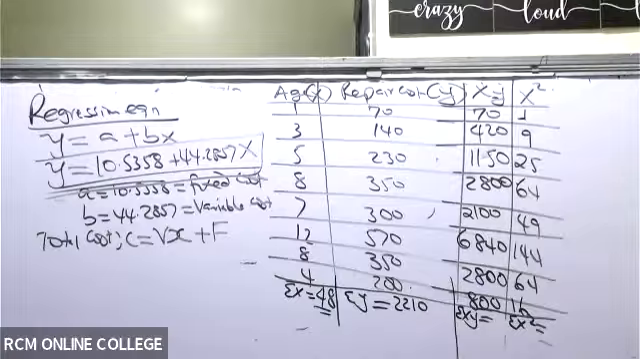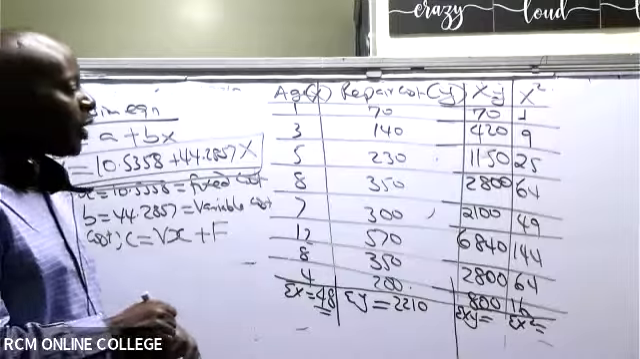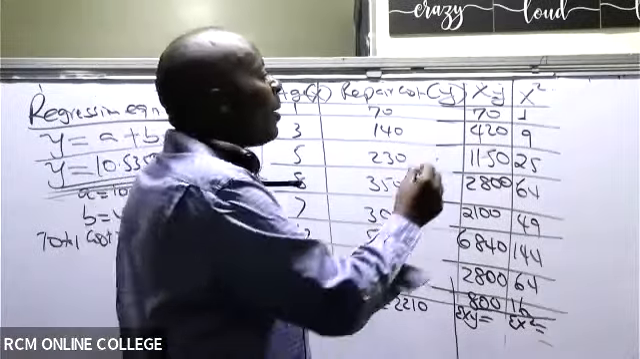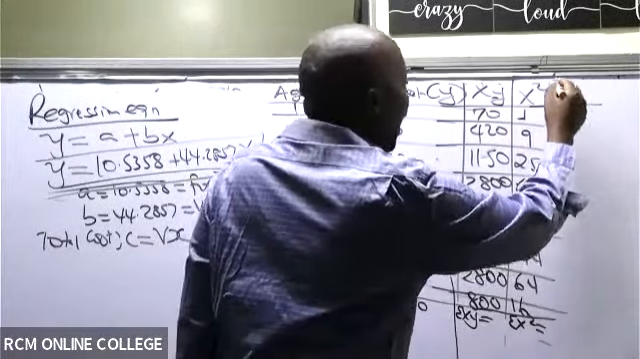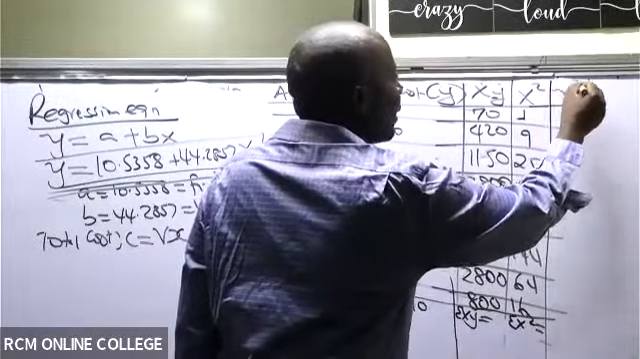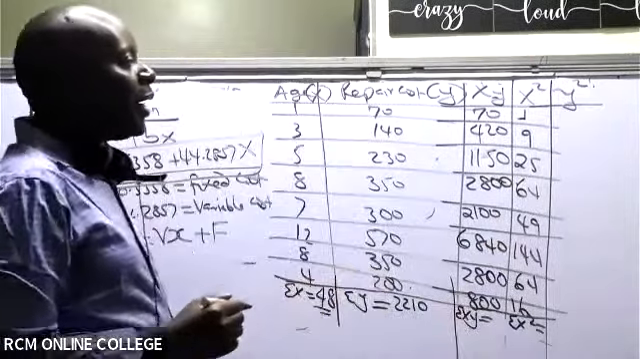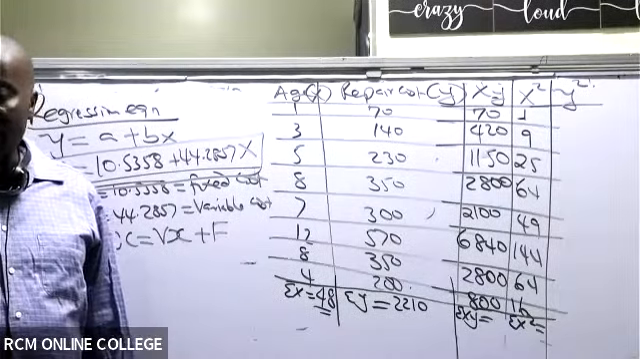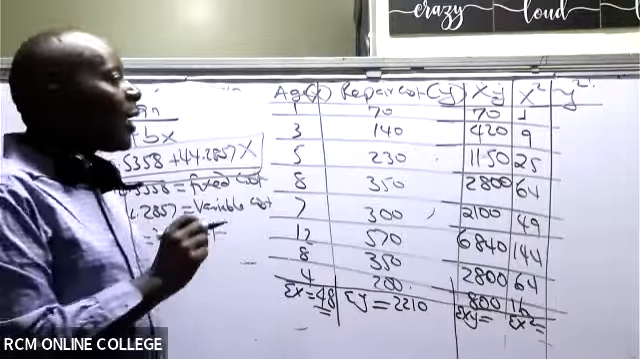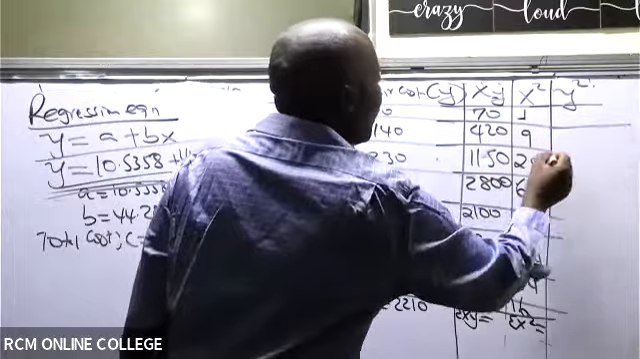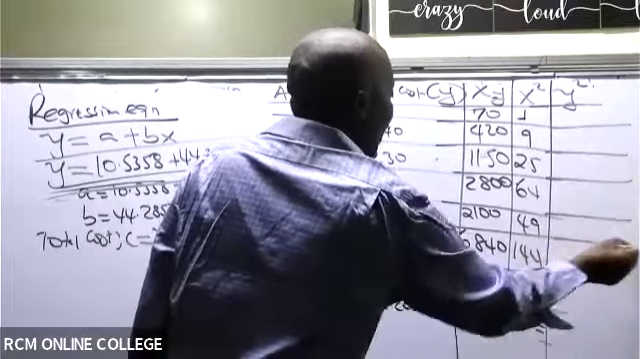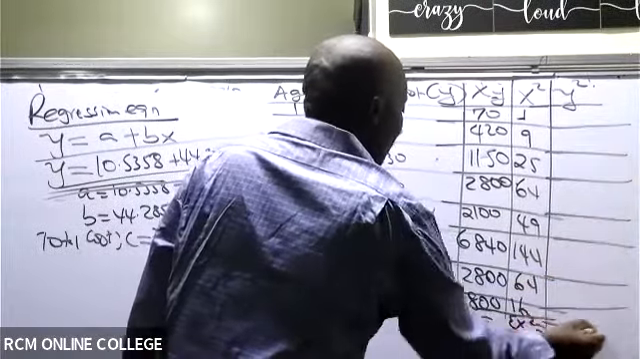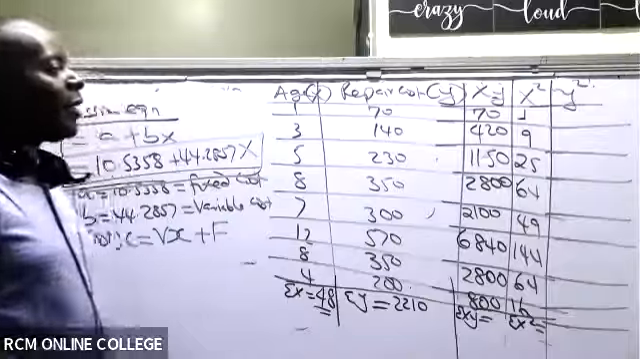And then look at Roman 4. They want us to give them the coefficient of determination. So for us to get the coefficient of determination, we need to create an extra column here, which we shall call y squared. Somebody please come and give me these squares of y.